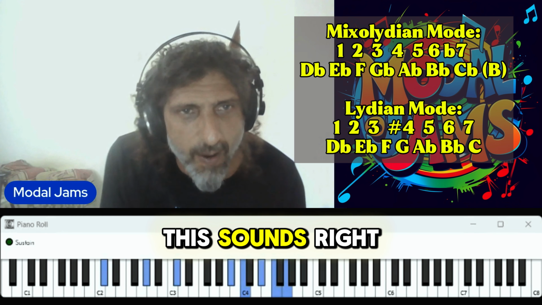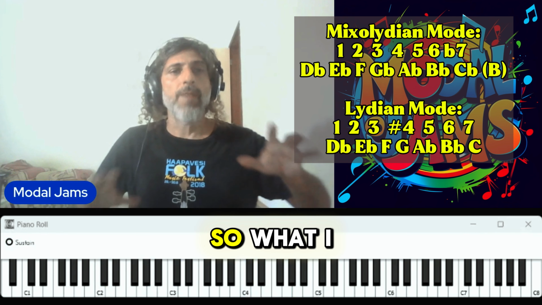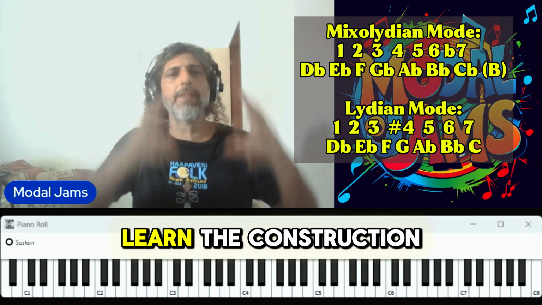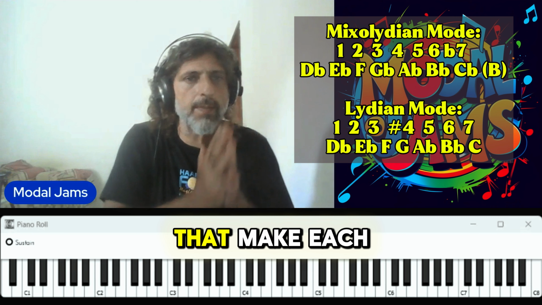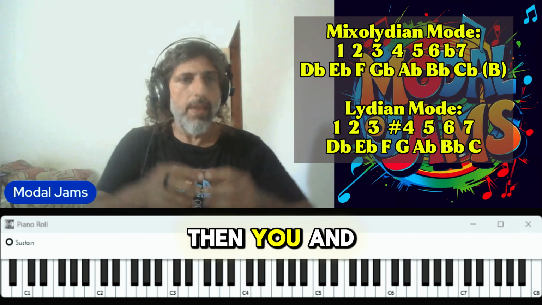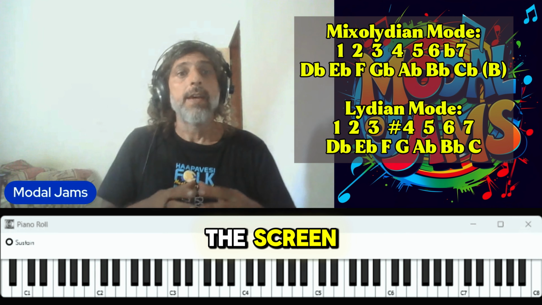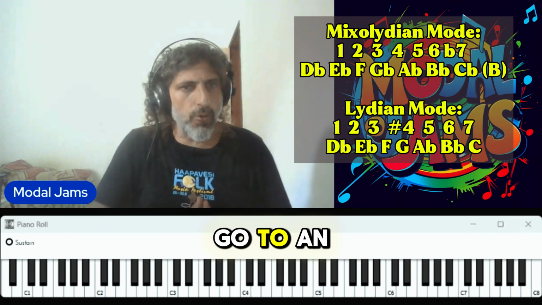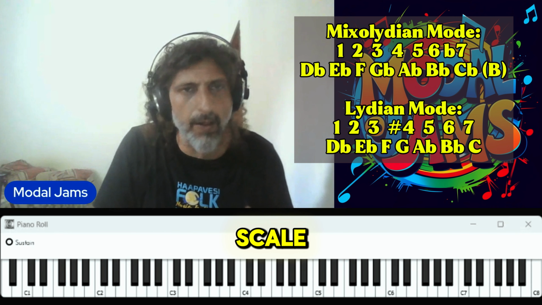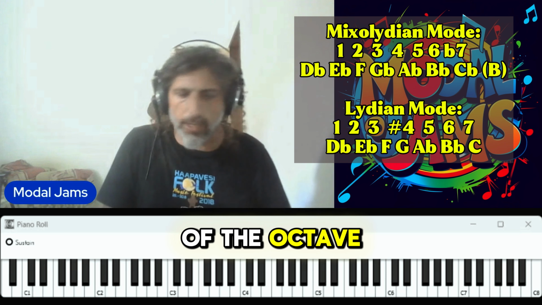So you gotta learn these sounds, right? So what I want you to do is to first learn the construction of the scale, learn the notes that make each scale. Then you find it here in the screen. Then you take these notes, you go to your instrument, you learn how to sing the scale. It can be from the root to the octave.